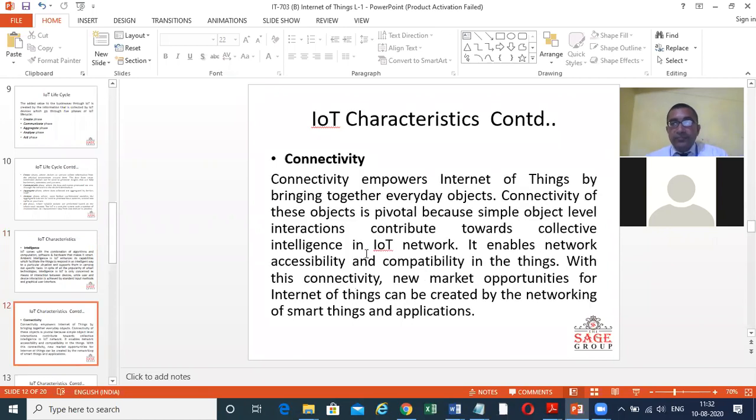Next one is connectivity. Connectivity empowers the Internet of Things by bringing together everyday objects. Means all objects are brought together because of the connectivity. Connectivity of these objects is good because simple object level interaction contributes towards the collective intelligence in the IoT network. It enables network accessibility and compatibility in the things.